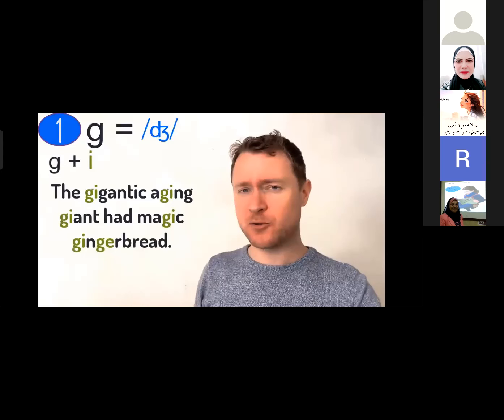Yes, of course. Go ahead. Who's ready to practice this sentence? Yes, Zahar? Gigantic. The gigantic aging. Yes. Go ahead.